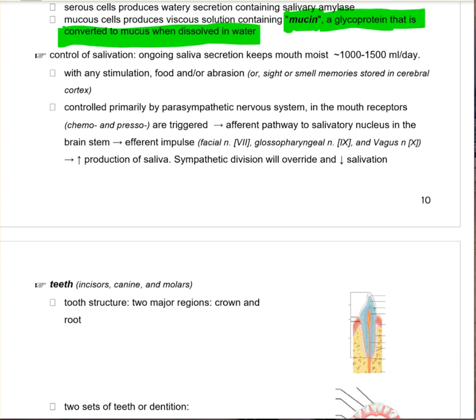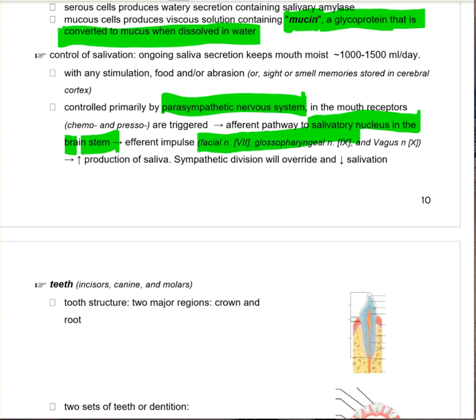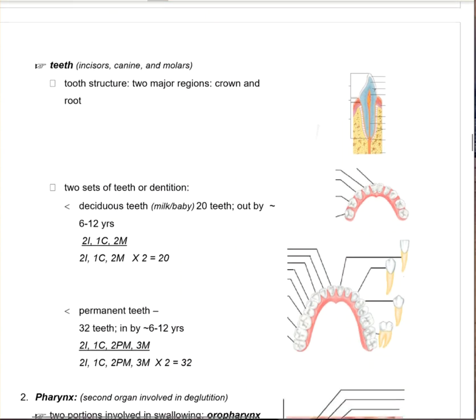This is primarily controlled by the parasympathetic nervous system. And we kind of talked a little bit about this before. And there's salivatory nuclei in the brainstem. So parasympathetic. And the facial nerve, the glossopharyngeal, and the vagus nerve are all involved. These all will produce saliva. And remember, it's parasympathetic. Sympathetic division will override and reduce and lower salivation or saliva production. Okay.